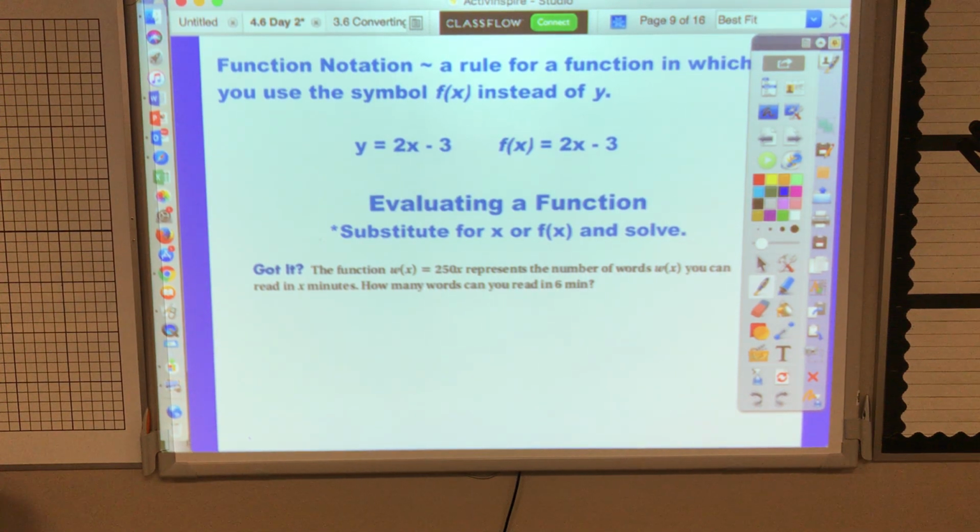Today we'll be learning the second half of chapter 4, lesson 6. Okay, still talking about functions.